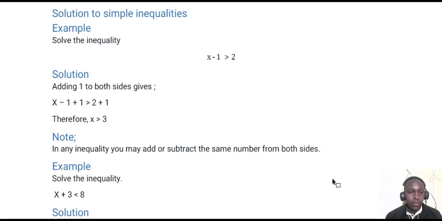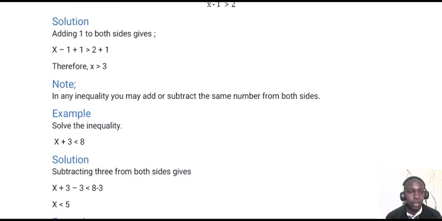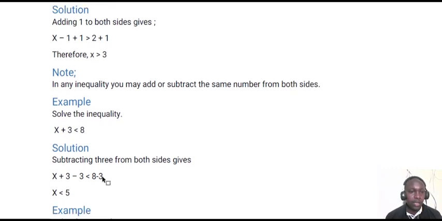Now example 2. Solve the inequality x plus 3 is less than 8. When you're solving this one, again remember our aim is to get x. So to eliminate plus 3 on this side, we subtract 3 from both sides, and we get x is less than 5. So that is how simple it is.